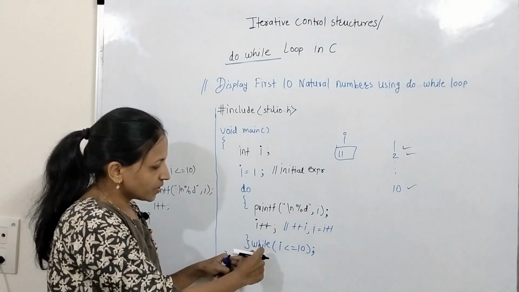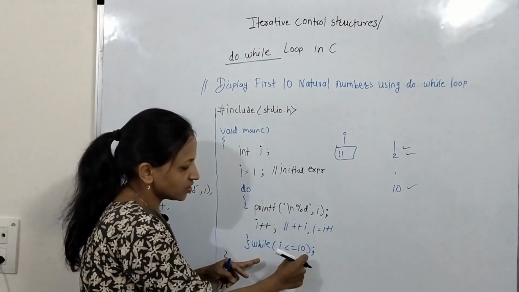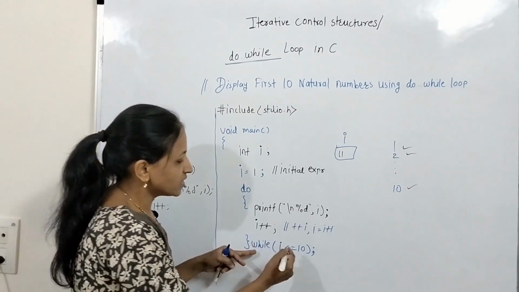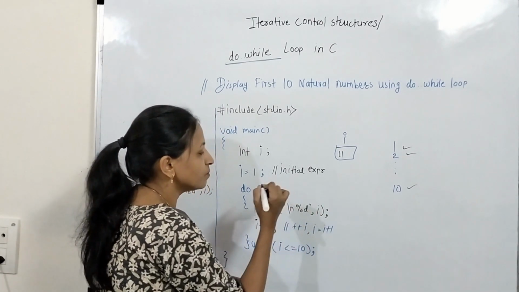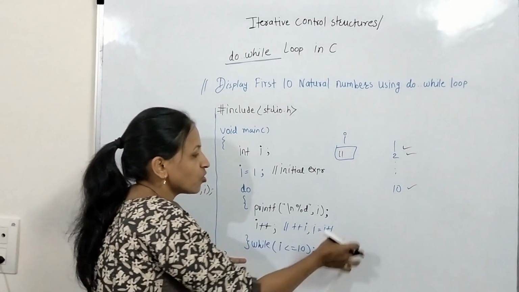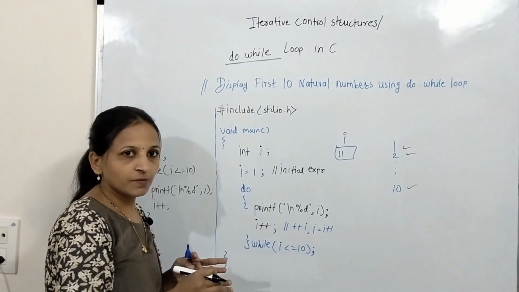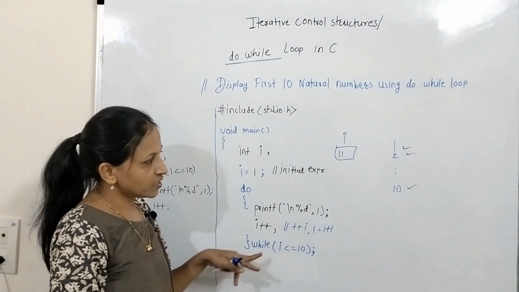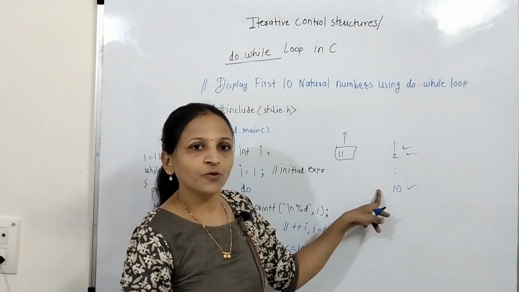Now it will come here and check the condition. 11 is less than or equal to 10? No, now it is false. That's why control will not come back inside the body of the loop to execute the statements, because the condition is false. Control will come out here and you will get this output displayed on the output screen.